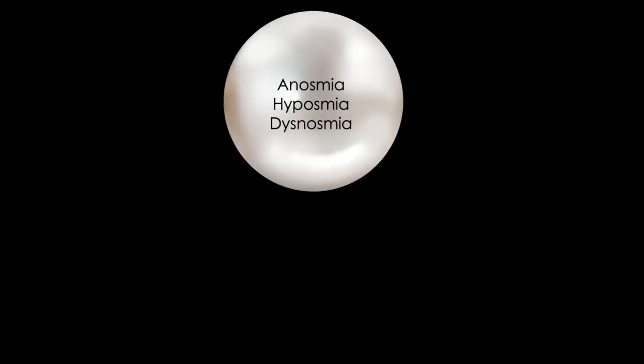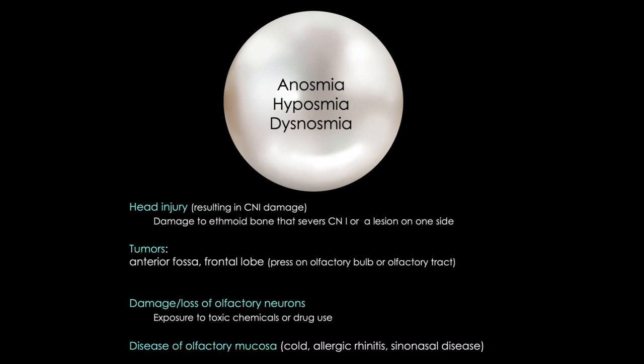Now let's end with some clinical pearls. Anosmia, or the lack of smell, hyposmia, a reduced sense of smell, or dysosmia, aberrant sense of smell. All of these can occur transiently or permanently, and there are a lot of things that can affect our sense of smell, including damage to cranial nerve 1 or tumors that compress cranial nerve 1.